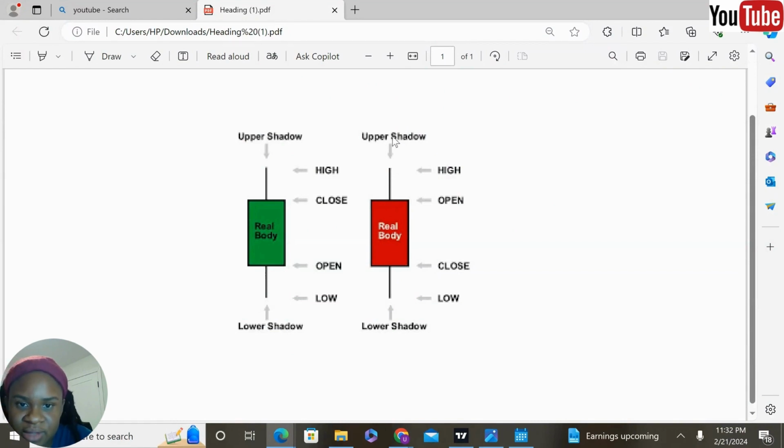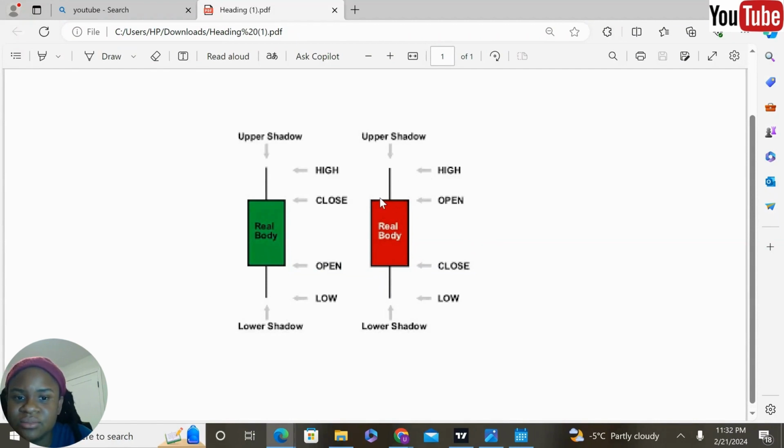This is the difference between a bearish momentum and a bullish momentum. You can use any color of your choice. I decided to use green and red. Some people do use black and white. It just depends on you.